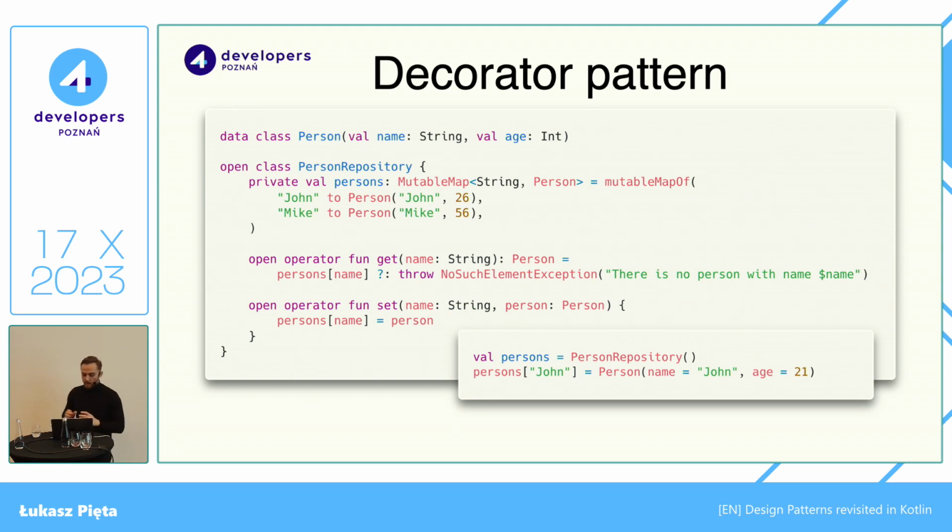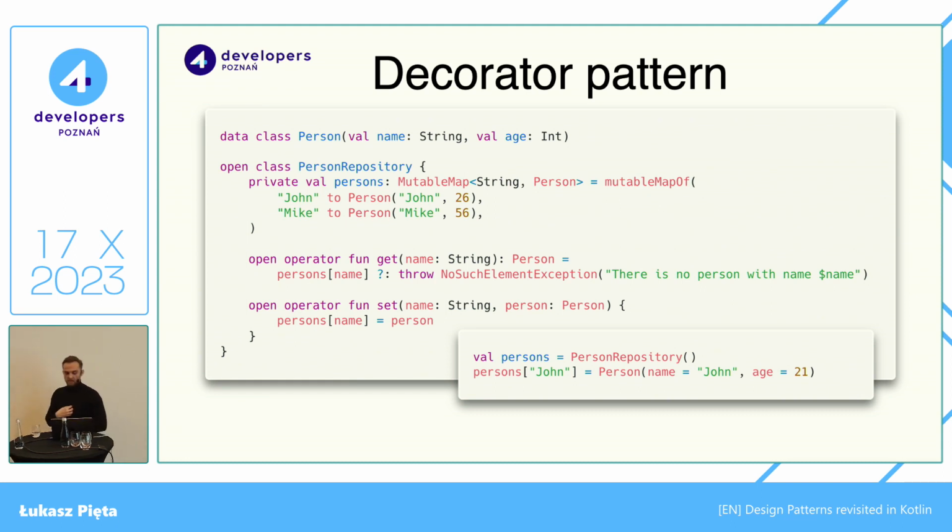And I know that this might look weird, that we have this repository, and we can treat it as if it was a map. And I don't say that you should do it, because it can be very confusing for colleagues in the team.